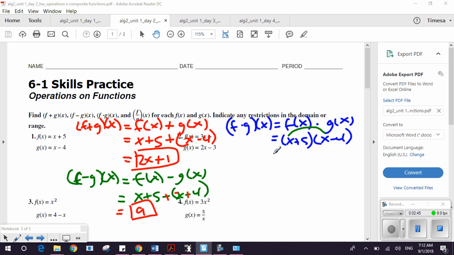So x times x is x squared, x times negative 4 is negative 4x, 5 times x is 5x, and 5 times negative 4 is a negative 20. Or you can use the box and you would get the same result. So you would get x squared plus x minus 20 as a result.